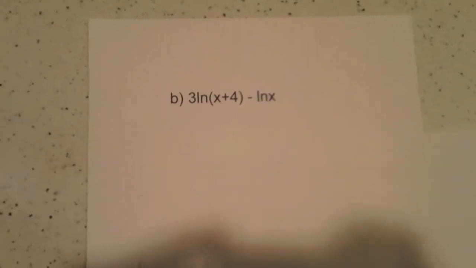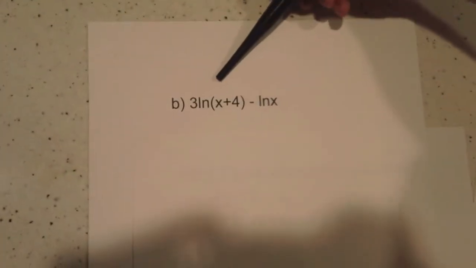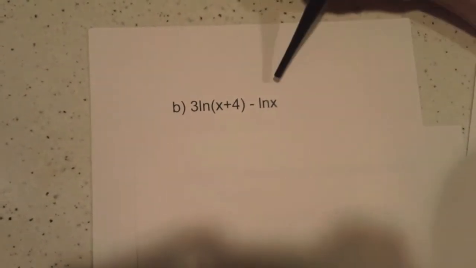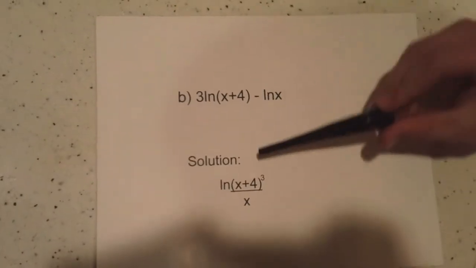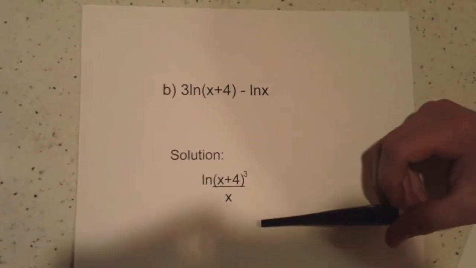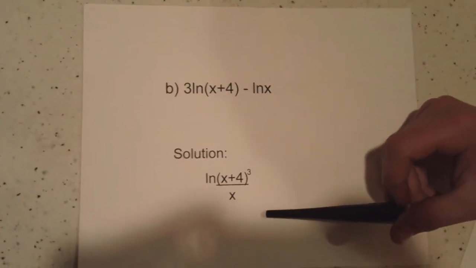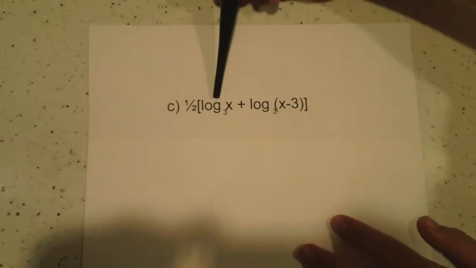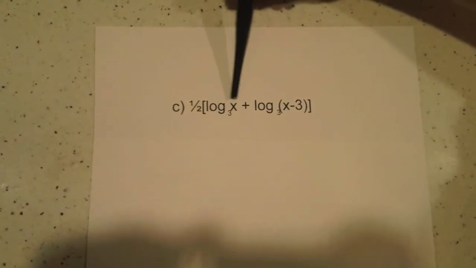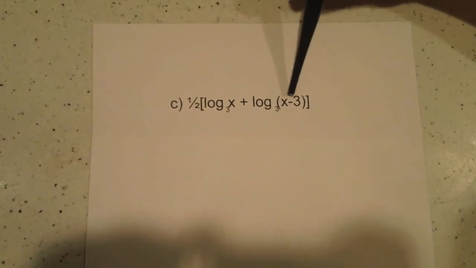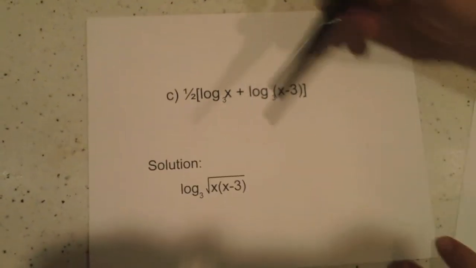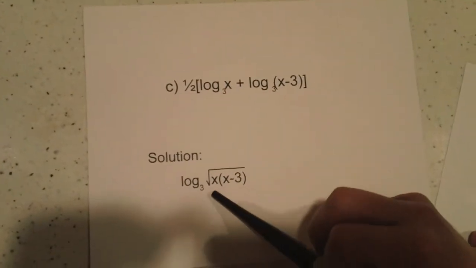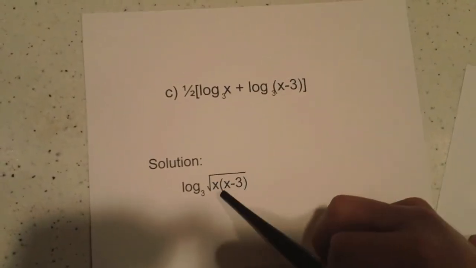B. 3 times the natural log of x plus 4 subtracted by the natural log of x. Since it's a subtraction, you can turn it into a division, so the natural log of x plus 4 to the 3rd divided by x is the same as letter B. 1/2 times the quantity of log subscript 3 of x plus log subscript 3 of x minus 3 is the same as log subscript 3 of the square root of x times x minus 3.